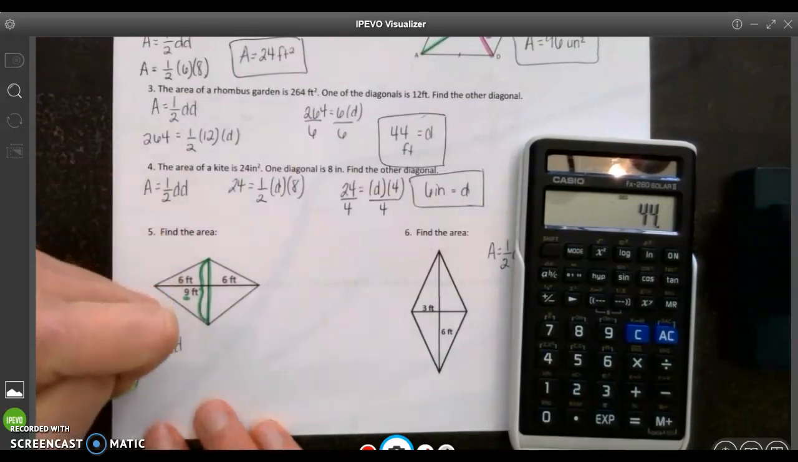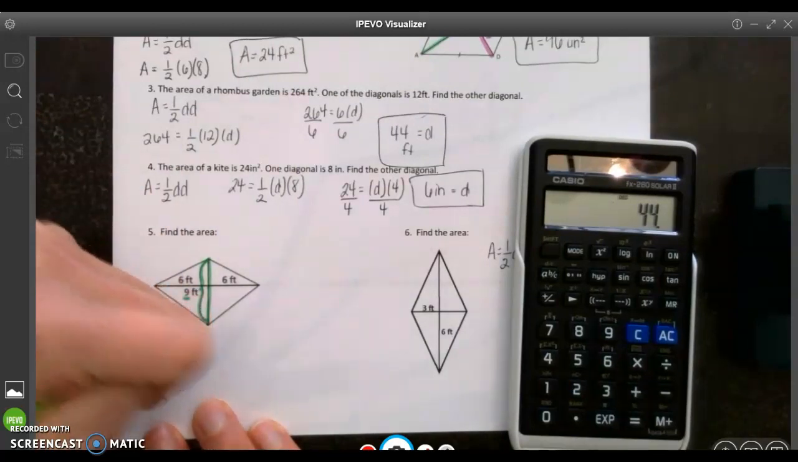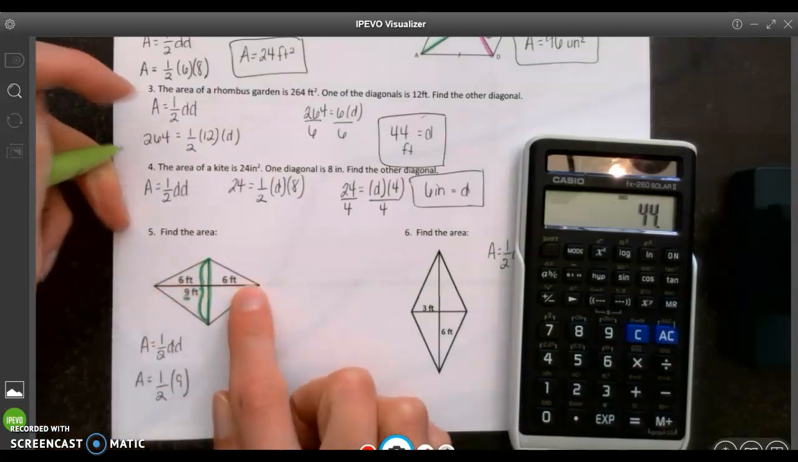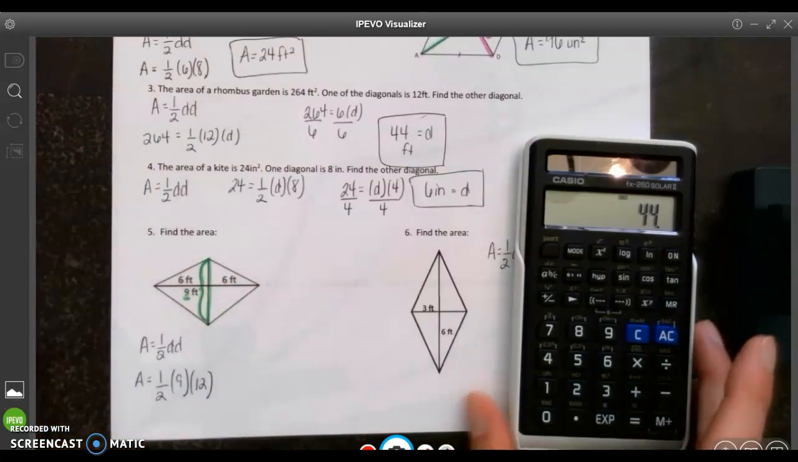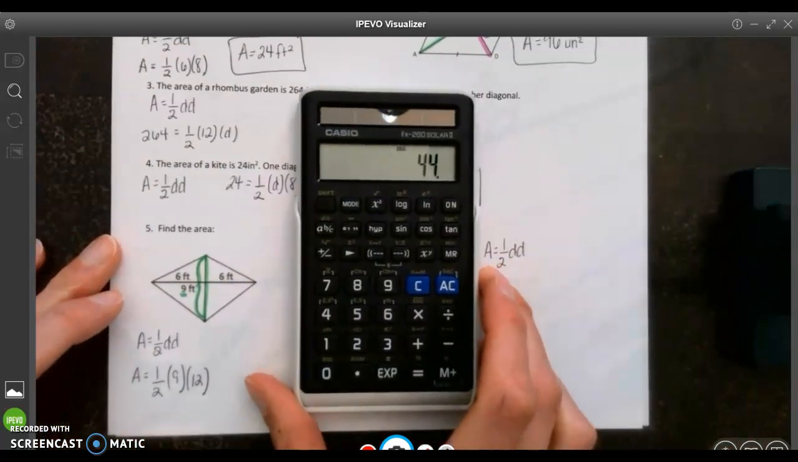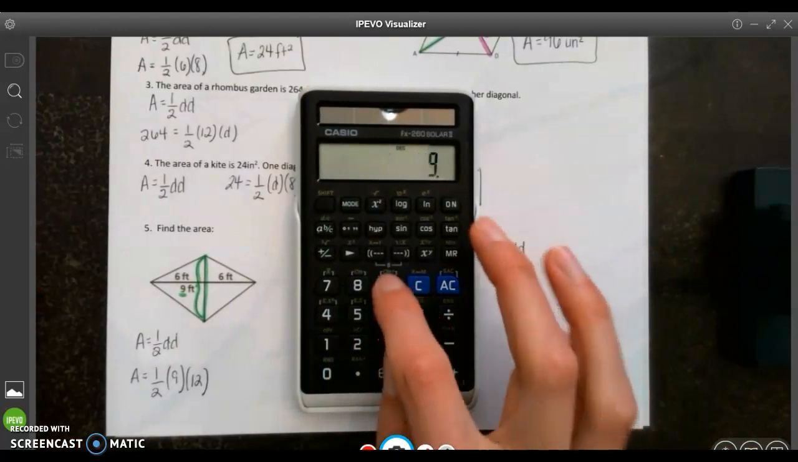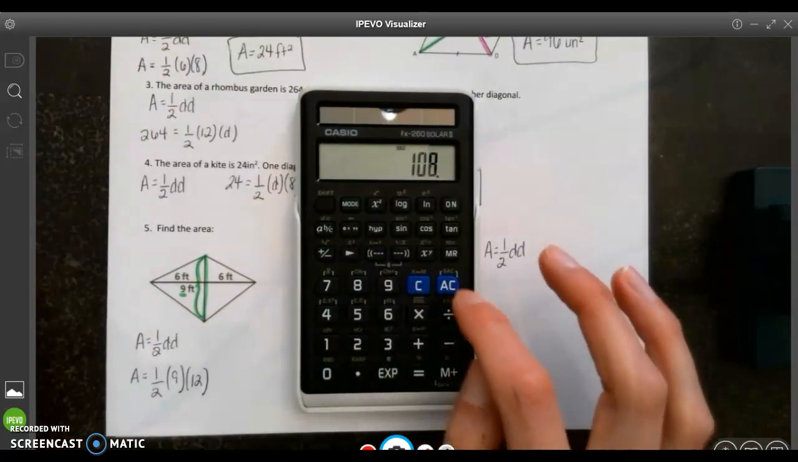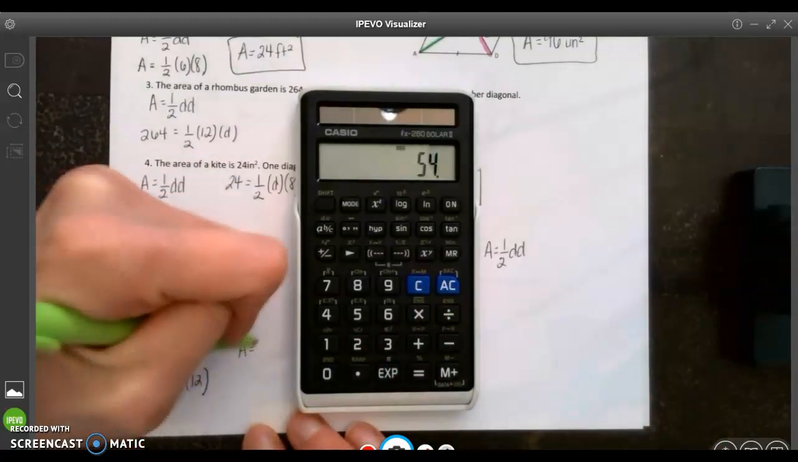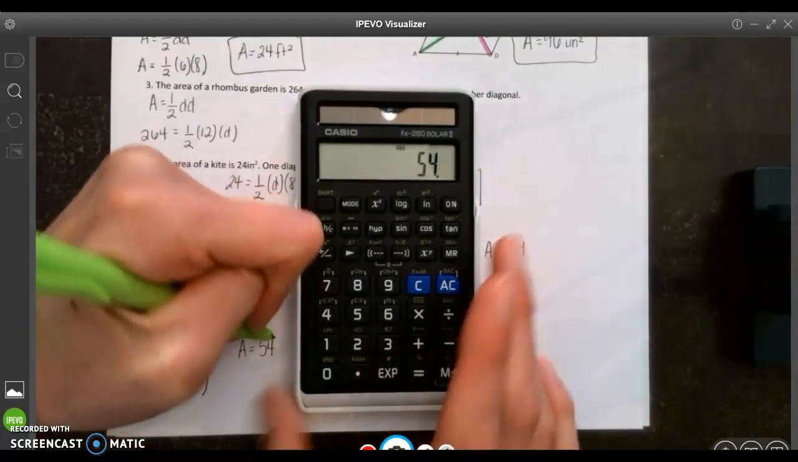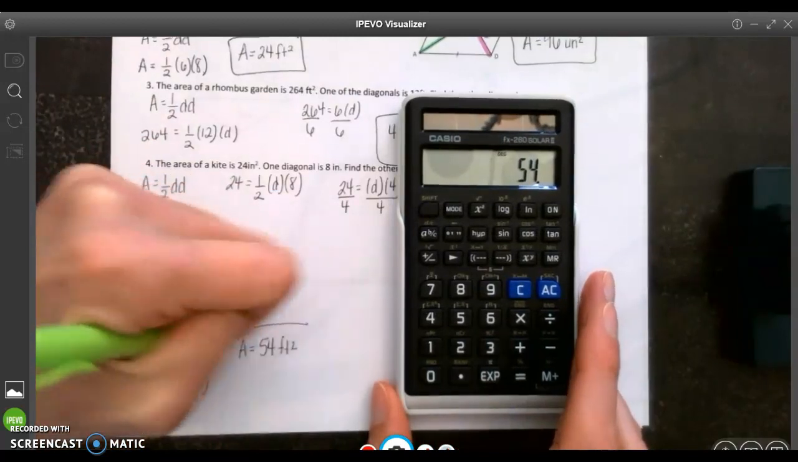So we have area equals 1/2. Our vertical diagonal is 9. Our horizontal diagonal is 6 and 6, so it's actually 12 when we add those two together. So then I'm going to take 12 times 9. That's 108. I want half of 108, so I'm going to divide by 2. And the area is 54 feet squared.